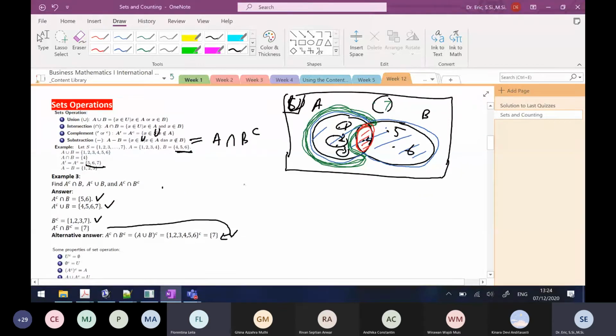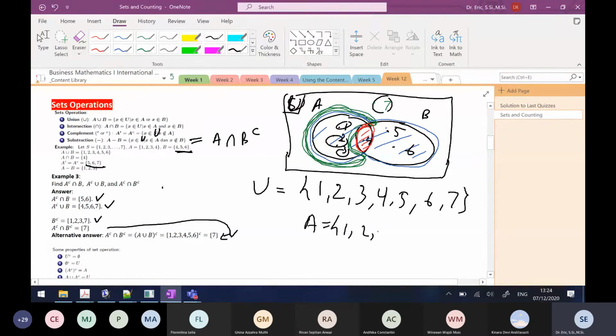Here I have the universal set. All of the set that I consider is 1, 2, 3, 4, 5, 6, and 7. And A is 1, 2, 3, and 4. What is A complement? A complement is the set that is in the universal set, but is not in A. So it must not be 1, it must not be 2, it must not be 3, it mustn't be 4, but it is in the universal set. So it leaves out 5, 6, 7.